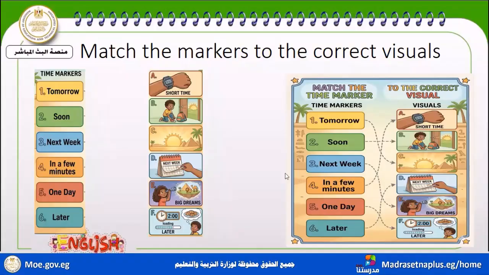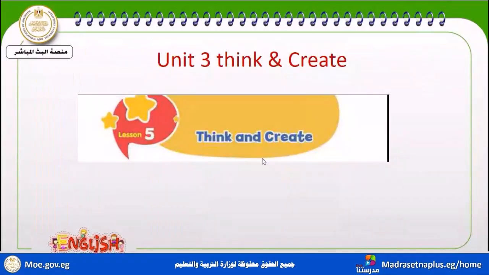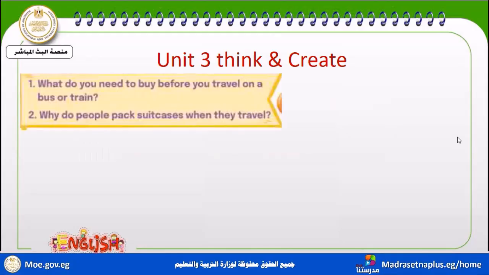Now, we are going to move to a new lesson. It's lesson 5. You are going to think for some time and create something interesting. Before we start to create our adventure book, we need to answer these two questions. What do you need to buy before you travel on a bus or a train? And why do people take suitcases when they travel?